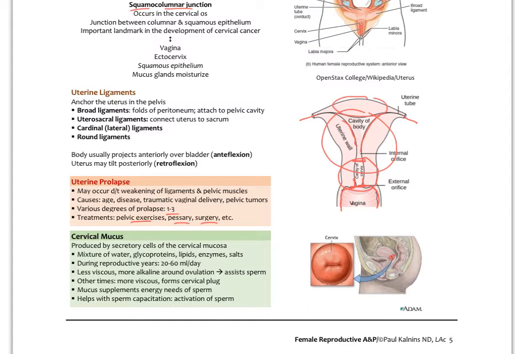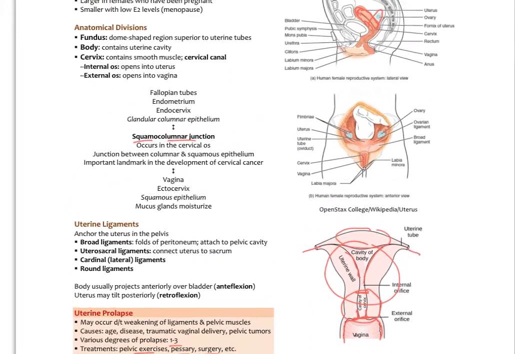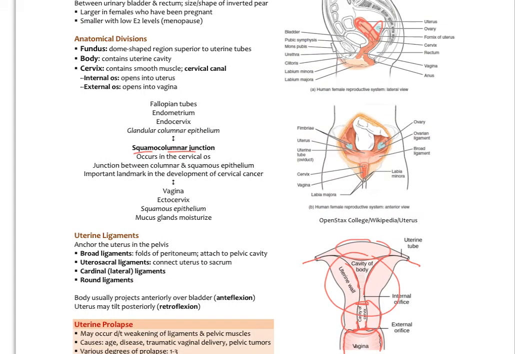The mucus has the glycoproteins and whatnot that help the energy needs of sperm. So again, that's going to assist sperm. And it also helps with sperm capacitation. Remember, that's the activation of sperm, and that's through things like heparin and so forth. All right, so that's a little bit about the important structures there. But again, estrogen does have an important role, not just in maintaining the uterine epithelium, but also in maintaining a healthy squamocolumnar junction and so forth. So we'll talk a little bit more about that as we go.